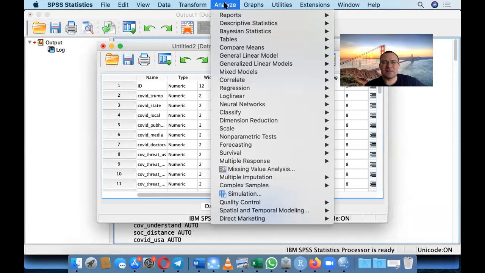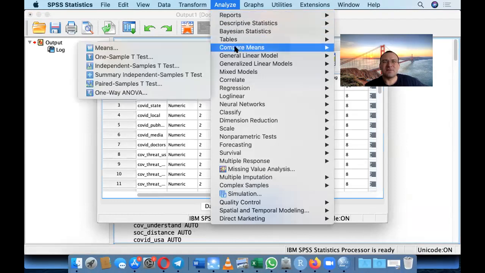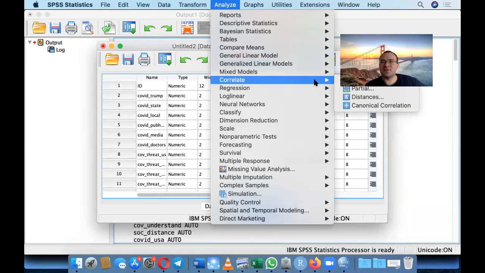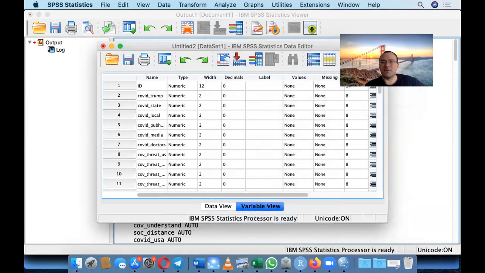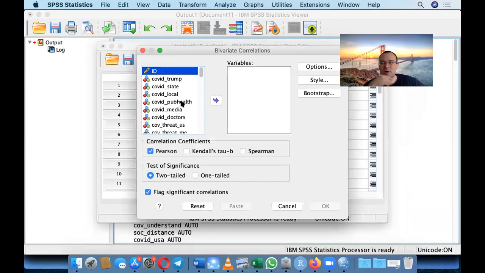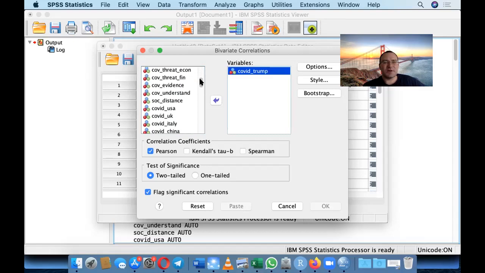I click analyze. I click correlate, bivariate. So what I will do is Pearson two-tail correlation. I will try to see if these variables are correlated. COVID term is a variable which says whether respondents answered that they support Trump's COVID response. And I will see if it's correlated with the ideology variable.